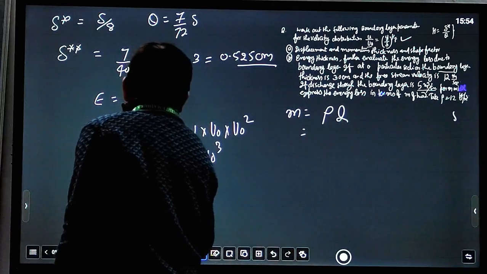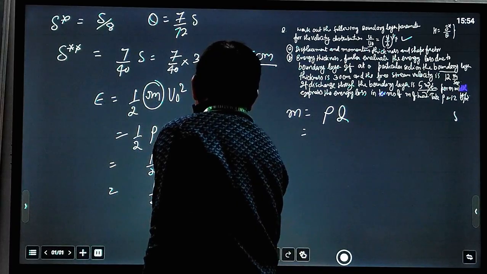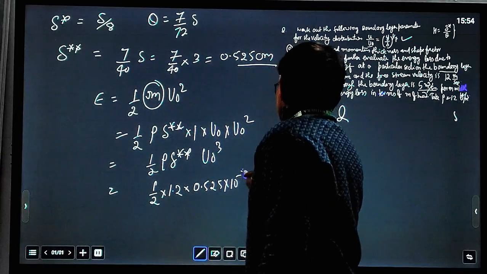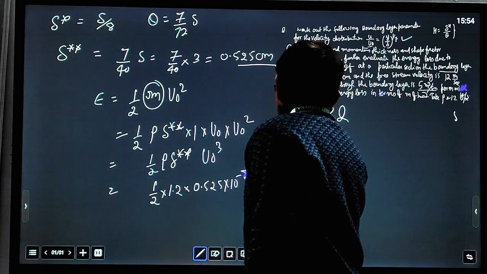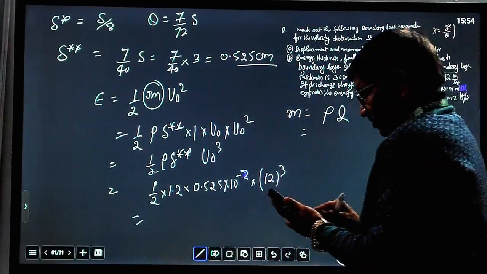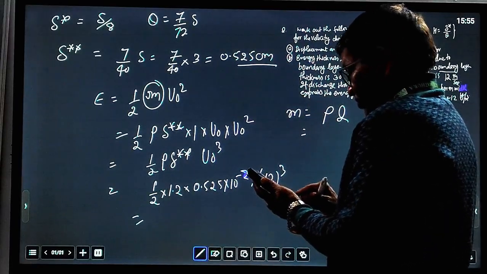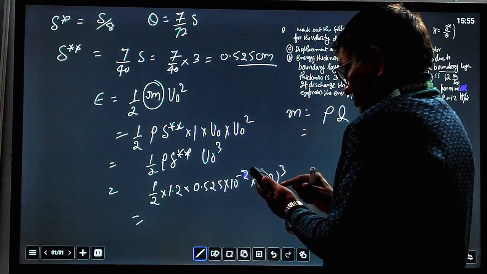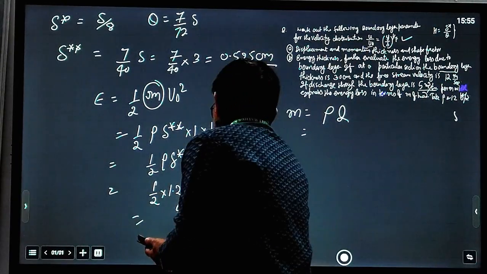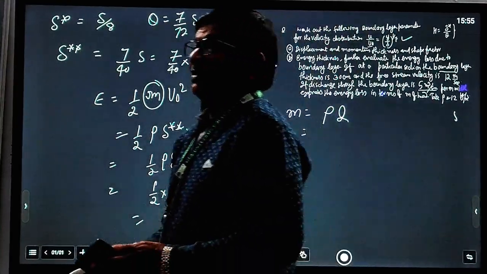So this is equal to 1 by 2 into 1.2 into 0.525 into 10 to the power minus 2, since it was in centimeters, into 12 cube. So this value we get in terms of the energy loss: that is 0.5 into 1.2 into 0.525 into 10 to the power minus 2 into 12 to the power 3, which is 5.44 joule. This is the loss in energy due to formation of the boundary layer.